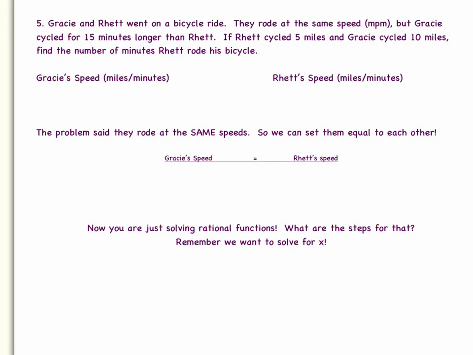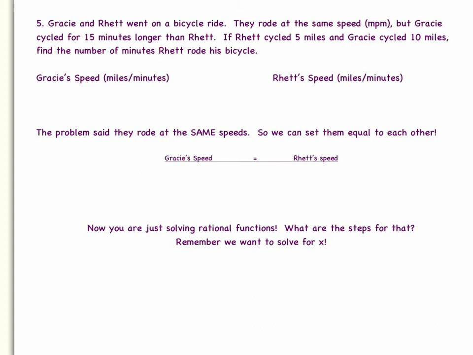Number 5. Now, as I read this, try to picture it in your head, okay? Gracie and Rhett went on a bicycle ride. They rode at the same speed, but Gracie cycled for 15 minutes longer than Rhett. If Rhett cycled 5 miles and Gracie cycled 10 miles, find the number of minutes Rhett rode his bicycle.